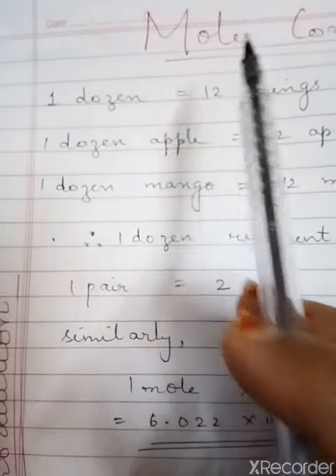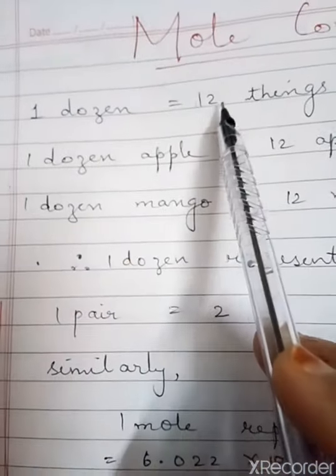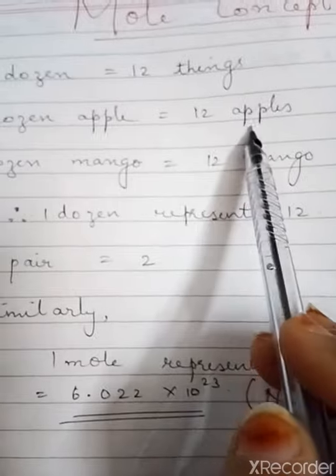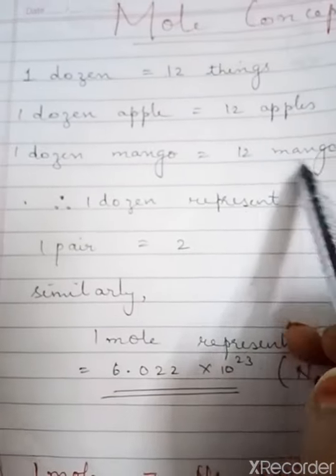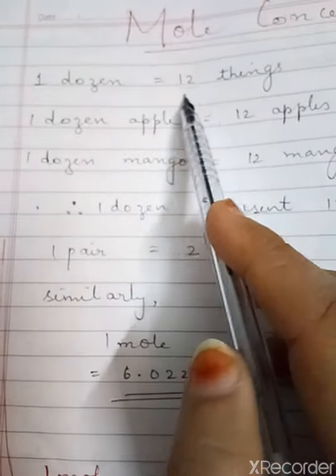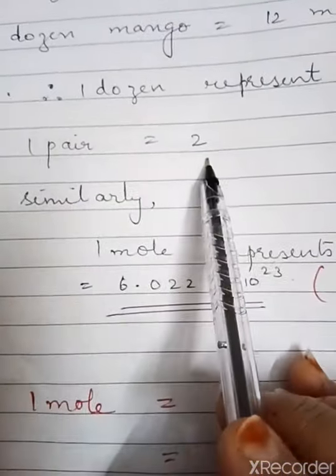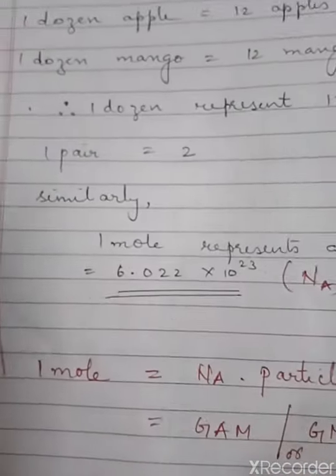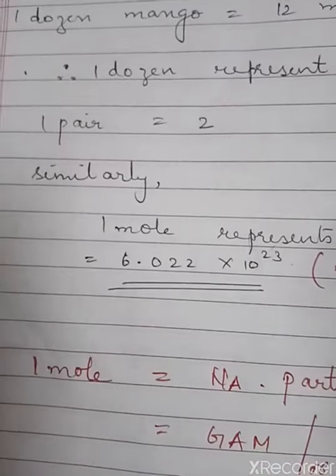It represents a number. Just like when we say 1 dozen, how many things does it have? 12. If I say 1 dozen apples, I'll have 12 apples. If I talk about 1 dozen mangoes, I'll have 12 mangoes. So 1 dozen represents the number 12. Similarly, one pair has two things in it. If I say one pair of shoes, I'll have two shoes. If I say one pair of dresses, I'll have two dresses.